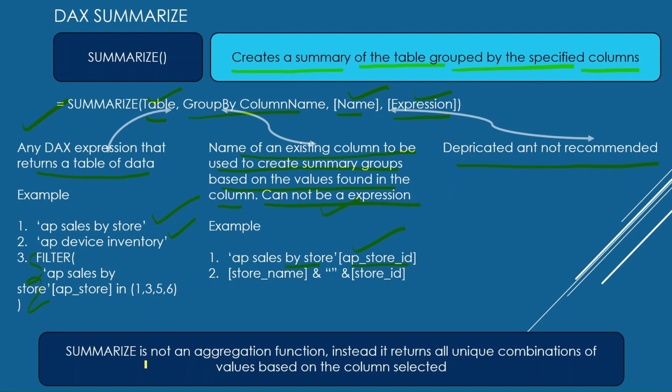One thing we need to note is that SUMMARIZE is not an aggregation function. Instead, it returns all the unique combinations of values based on the columns selected. The name suggests that it could be an aggregation function, but it is not. Instead, it returns all the unique combinations of values present in the group by column.